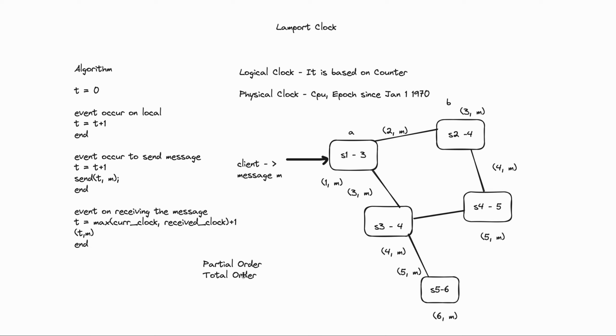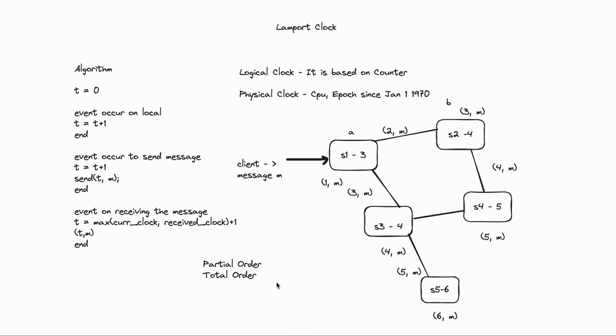Before that, we will see what a total order is. Total order is when a message is sent from one node to another, we can say which event happened before the other event across all the nodes. That's what total order is. Not just between two machines, that's what is called partial order, but across all those machines for the messages, we can say this is a total order.